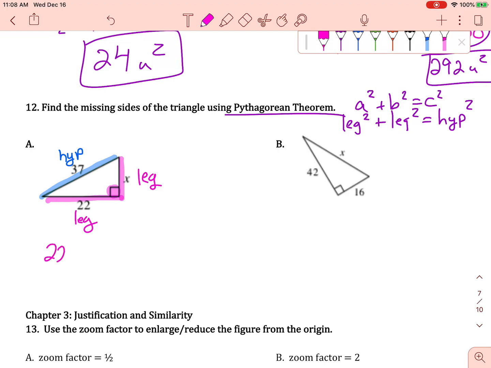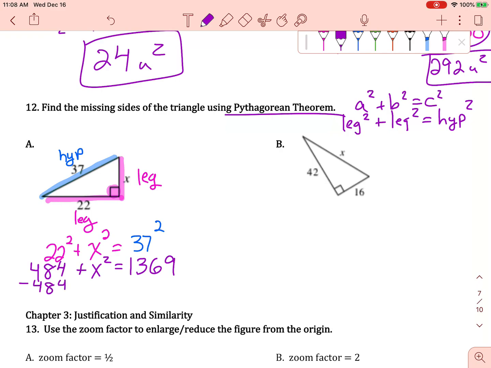So from here you guys would plug it in. So leg squared plus leg squared is equal to the hypotenuse, 37 squared. Okay, so this is how you guys would plug it in, and I'm trying to use colors so you guys can see this. So in your calculators you would do 22 squared. If you don't have a squared button or you're not comfortable with it, you can do 22 times 22. Okay, should be 484 plus x squared equals, again, 37 squared is the same thing as 37 times 37. So 1,369.